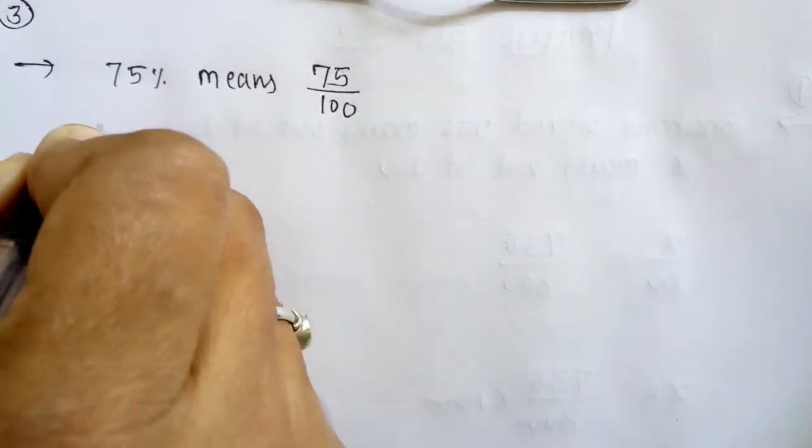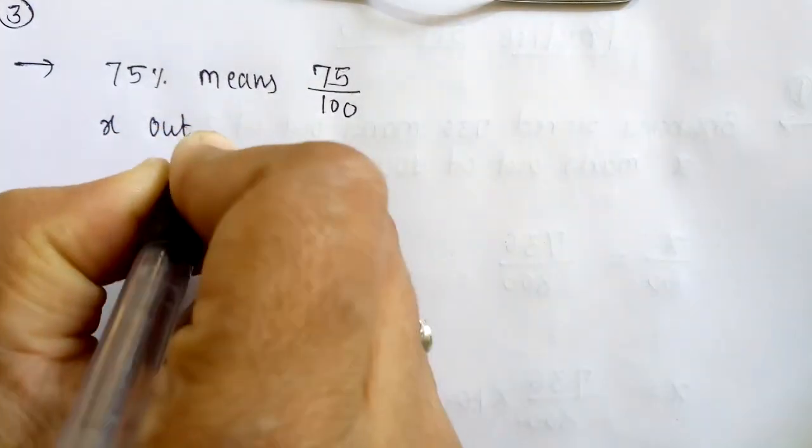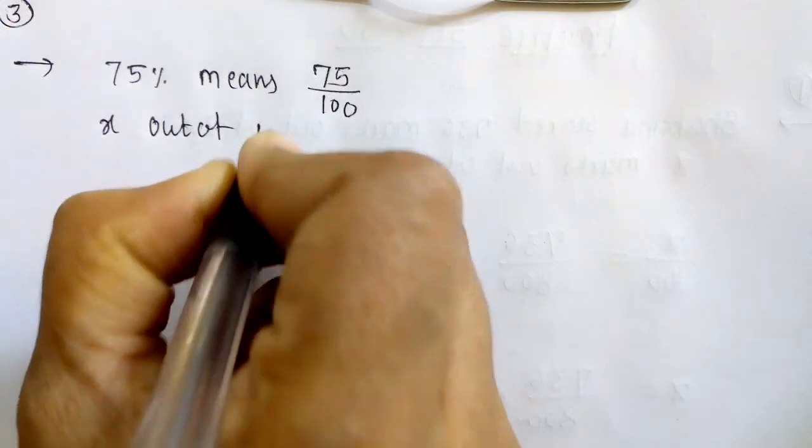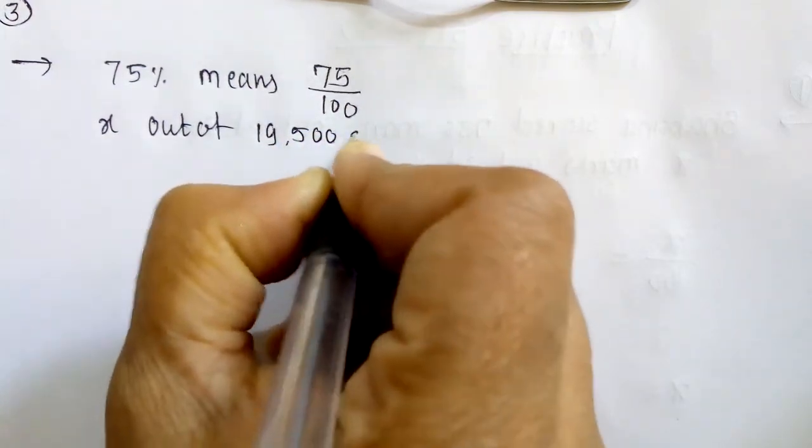So what can we say? 75 upon 100. How to write this 75 percentage? 75 upon 100. And his total land is 19,500 square meter. And it is asked on how many square meters did he actually plant jowar. Means we have to consider that as x. So we will write x out of 19,500. Okay. X out of 19,500 square meter.